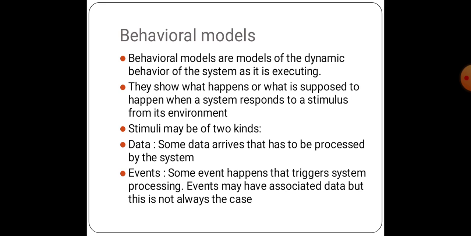Event may have associated data, but it is not always the case. Means some event happens that triggers system processing, it's going to lead to the system processing. That is event. Event may have associated data, but that is not always the case. Means with an event and associated data, there is a 50-50 chance.